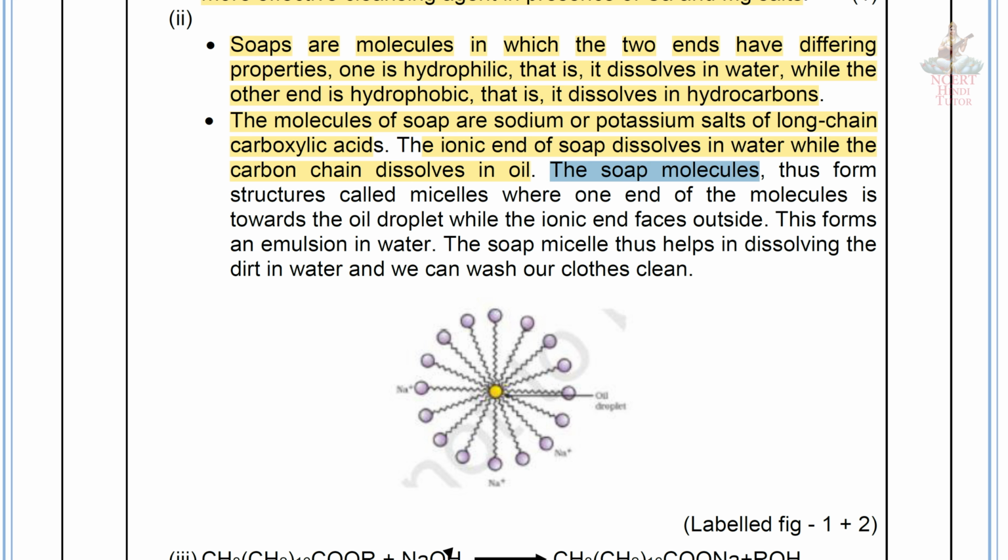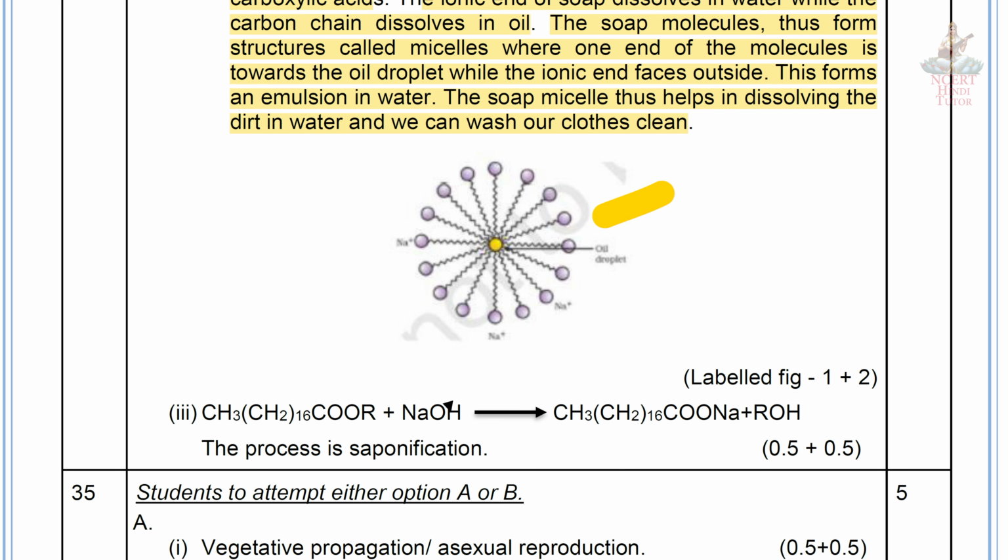The soap molecules thus form structures called micelles, where one end of the molecules is towards the oil droplet while the ionic end faces outside. This forms an emulsion in water. The soap micelle thus helps in dissolving the dirt in water and we can wash our clothes clean. So friends, this is the labeled diagram.